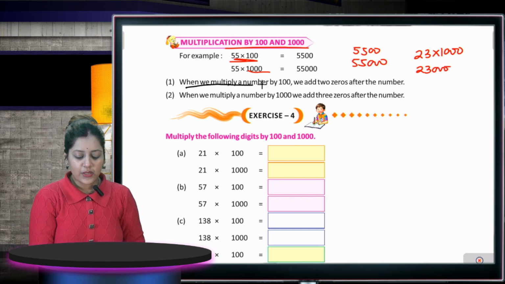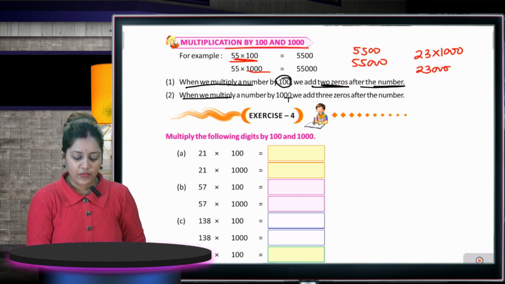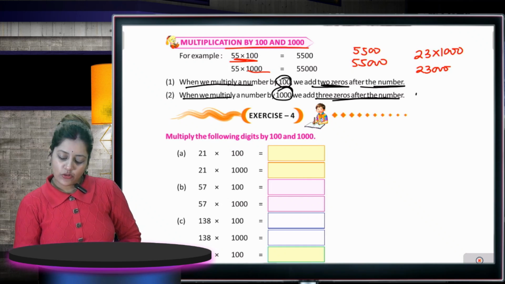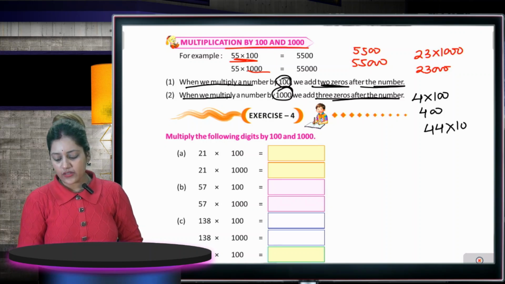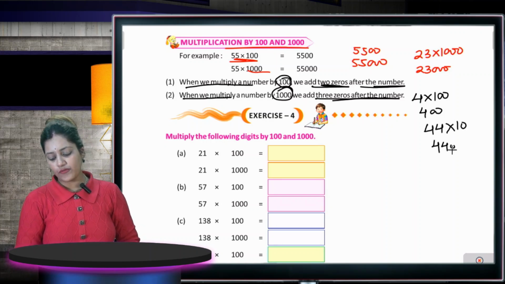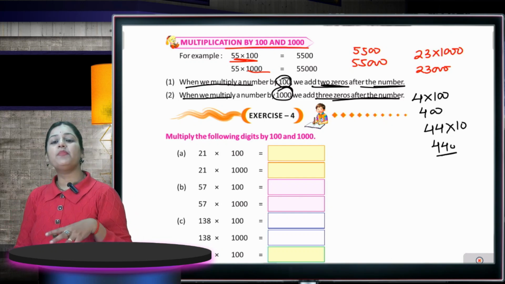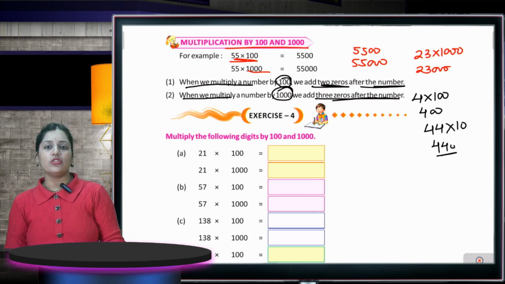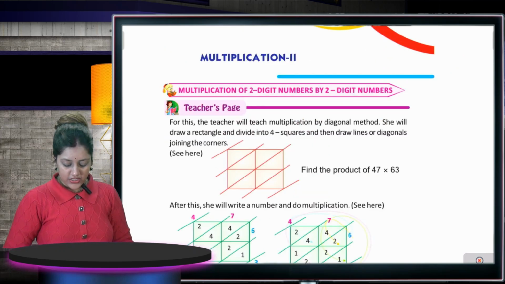Next, when we multiply a number by 100, we add 2 zeros after the number. And when we multiply by 1000, you get 3 zeros after the number. If I am going to multiply 4 into 100, it is 400. If I am going to multiply 44 into 10, the same way you put 1 zero. It means when there are zero digits, you simply count the number of zeros and put those zeros after the number. This is your exercise, you have to practice now.